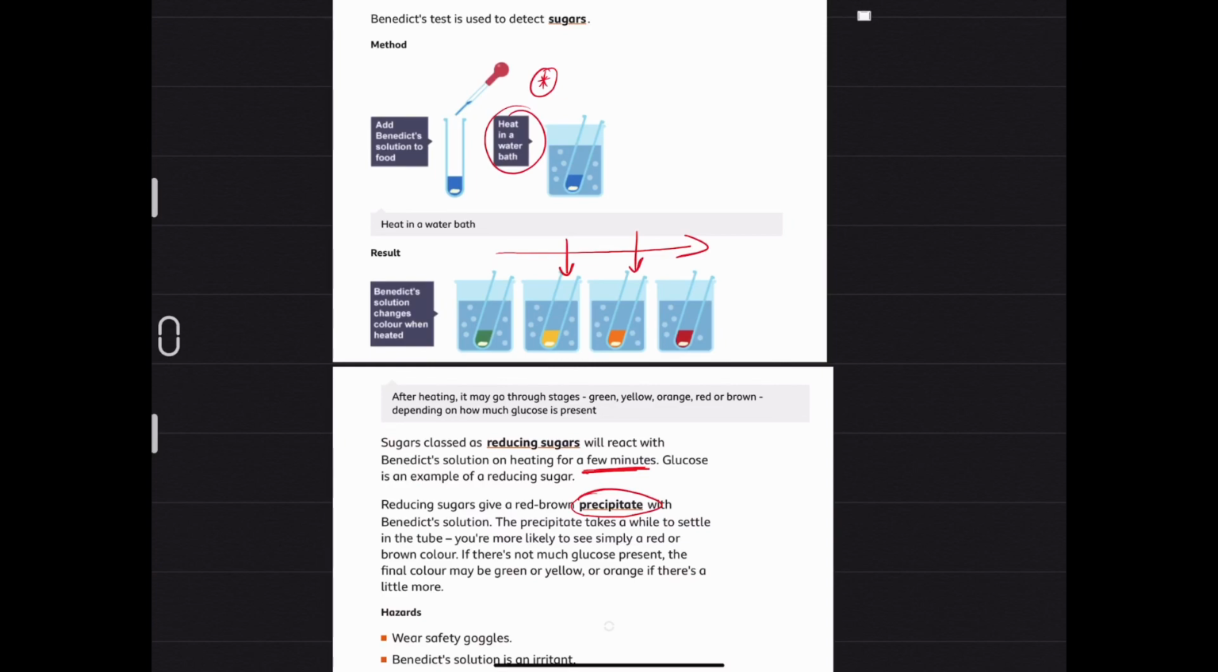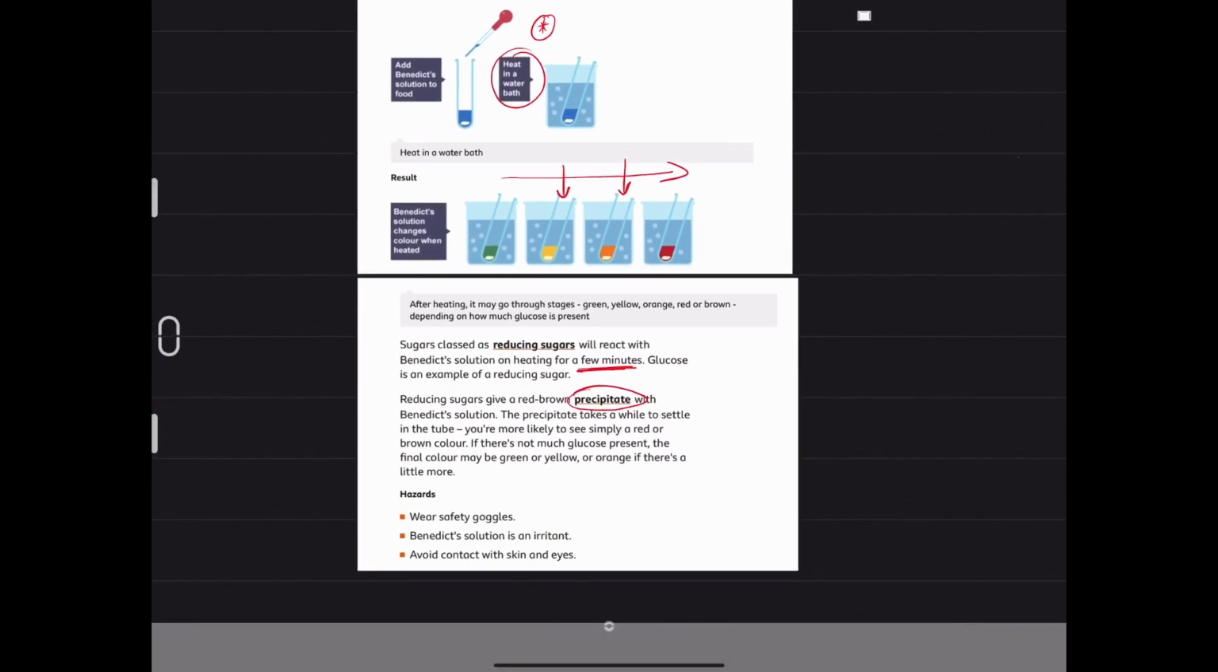Now, once you've summarized this in your own words, so you've got your method at the top in terms of how we actually use the Benedict solution in a water bath and the different positive test results you will get. Once you've got a clear idea of that and a brief method summarized in your own words, I want you to again take a note of the safety precautions for this particular test.